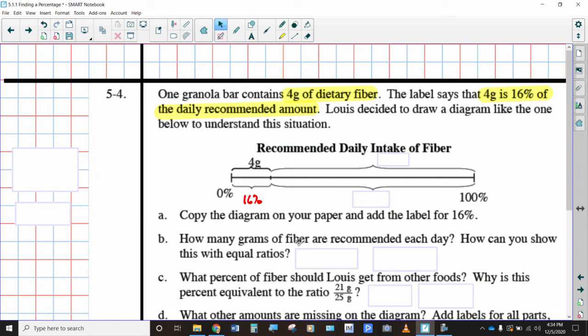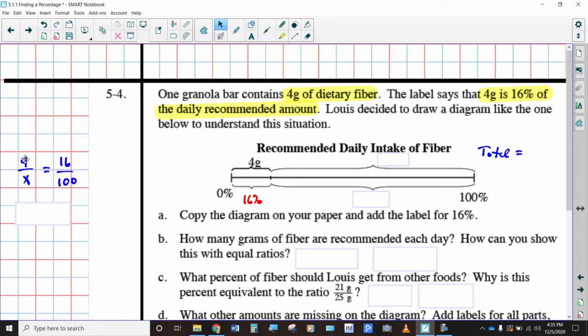So how many grams of fiber are recommended each day? Well, how are we going to figure that out? How can we show this as equivalent ratios? Well, let's consider the percent proportion. We know that this represents part, and the total is this part over here, which is 100%. And we've been given the part and the percent. So to find the total, we're going to set up the percent proportion in this way.